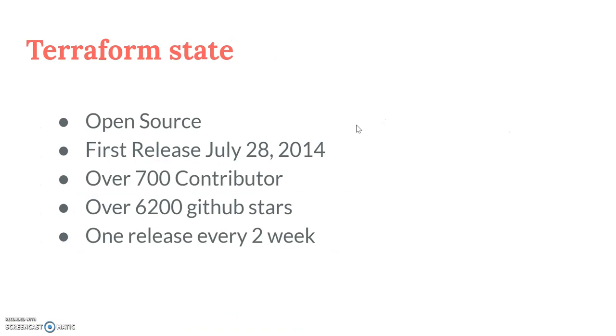Terraform stats. It's an open source tool, as we already discussed. This is really a key point of Terraform, that it's open source. You can contribute to Terraform. The first release of Terraform was made on July 28, 2014. There are over 700 contributors to Terraform, and 6,200 GitHub stars. And Terraform does a release every 2 weeks. Those are the Terraform stats.